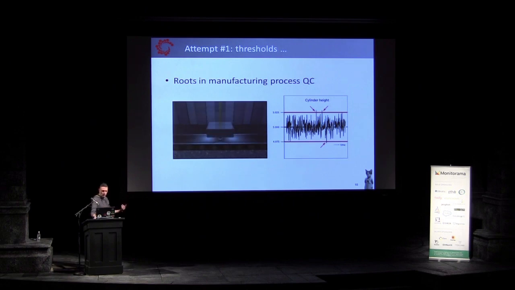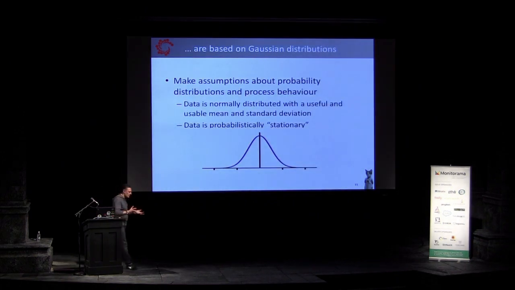So this is great. To understand what's going on here, they make assumptions about the probability distribution and the behavior of the processes that they're doing. And these assumptions are that the data they're dealing with, the circumference or weight of the flux capacitors, is normally distributed, in the Gaussian. You guys all know the bell curve, right? It's normally distributed with a useful mean and standard deviation and so on.